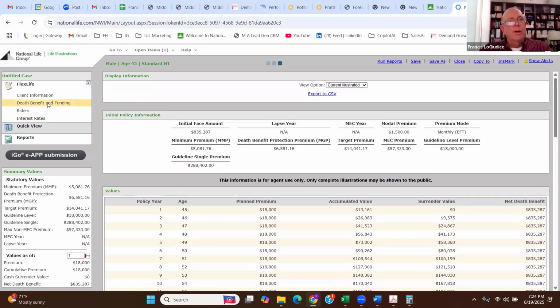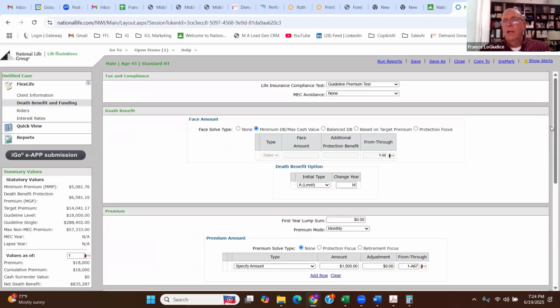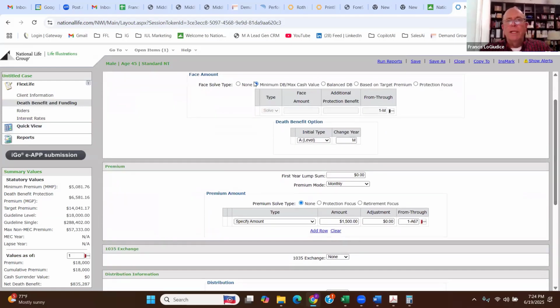Now, if we go back here, we already did minimum death, max cash value. So that's already given us the most cash growth at option A, level. Another thing to remember, doesn't matter what carrier you're illustrating, change year on level always has to be M. M stands for maturity, when this policy matures. This policy matures at age 120. So it's the end of the policy, basically.